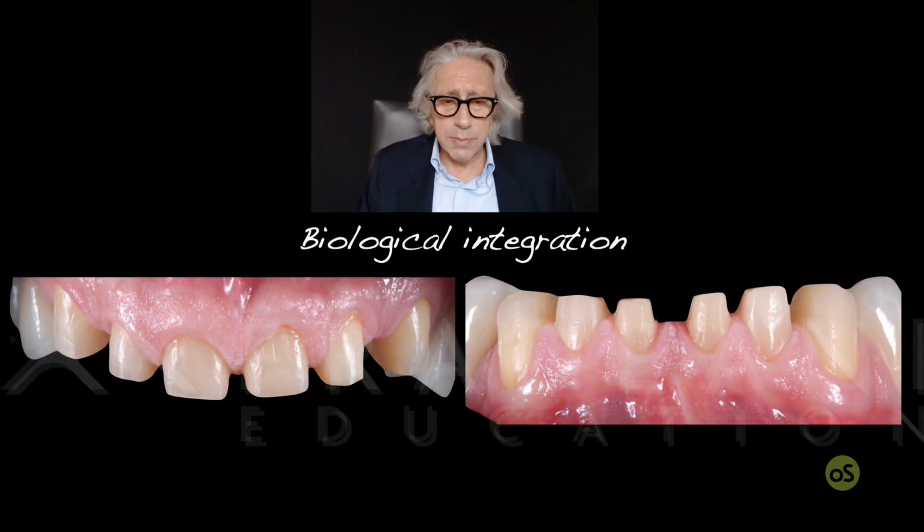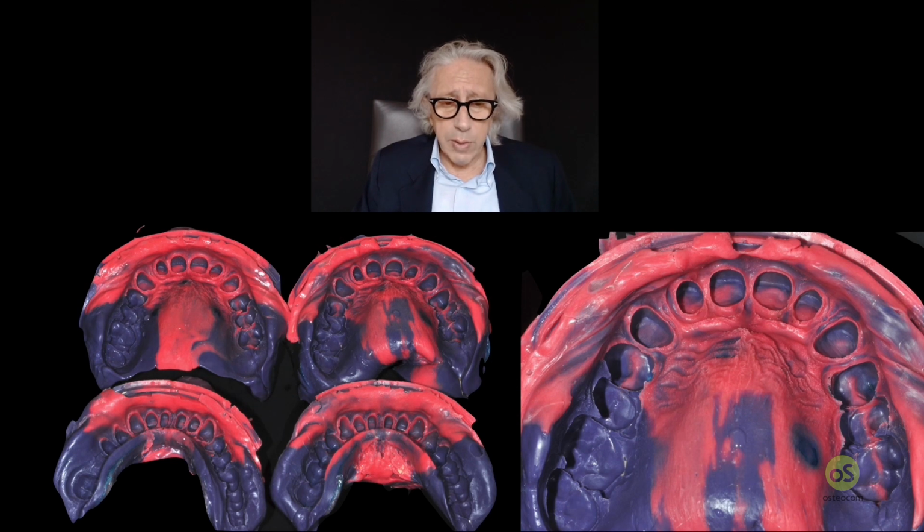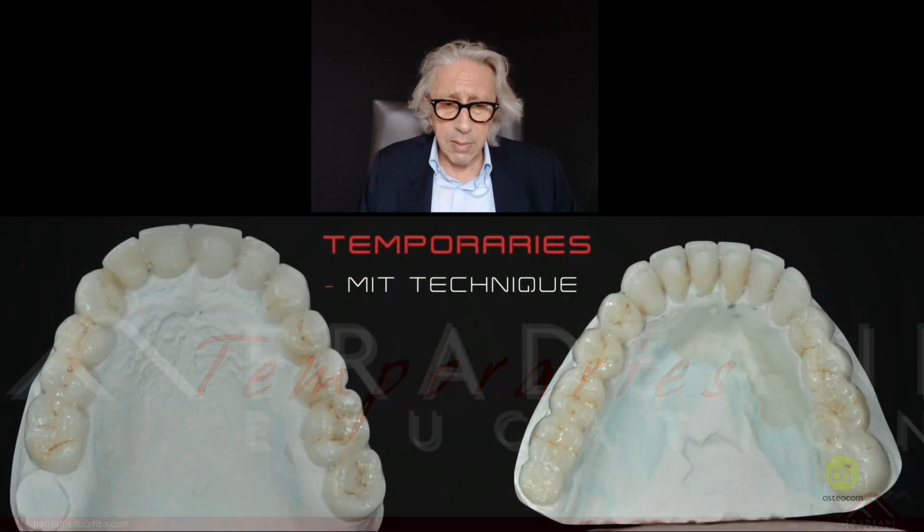Biological integration is achieved. You can see the soft tissue conditions seem to be almost perfect. And now we're ready. We can take the PVS impression of the upper and lower anterior arch. So upper and lower arch anteriorly, upper and lower anteriors. Again, 4 impressions, not 2. And then we build up the temporaries.